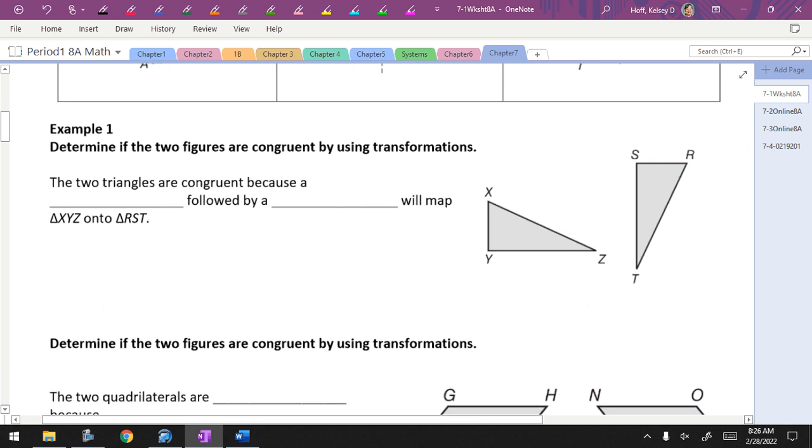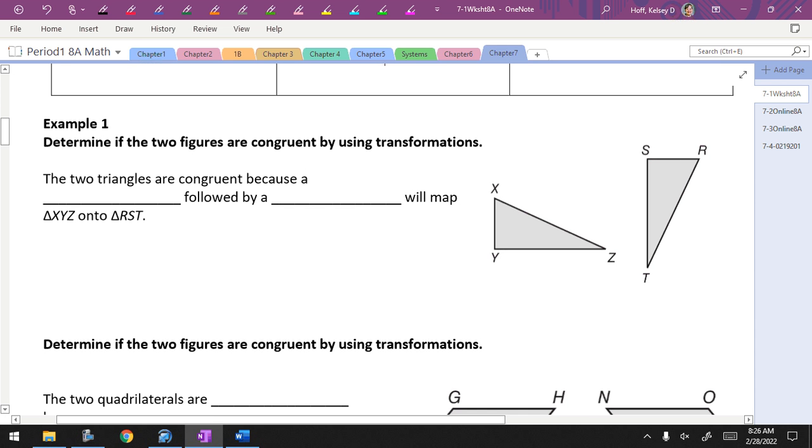Example number 1. Determine if the two figures are congruent by using transformations. So we look at our two triangles. The two triangles are congruent because a blank followed by a blank will map XYZ onto RST. You have 3 options: rotation, reflection, translation. Which of those am I going to have to use in order to get XYZ to match up perfectly mapped onto RST? Bryce. Rotation, I would agree with that. A rotation, if we spin it upright, right?